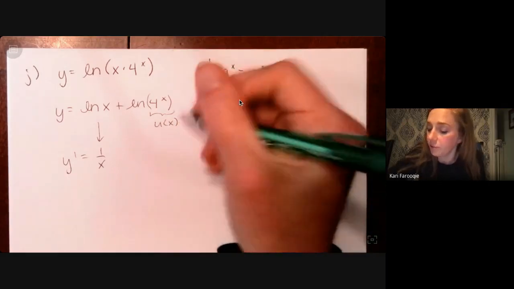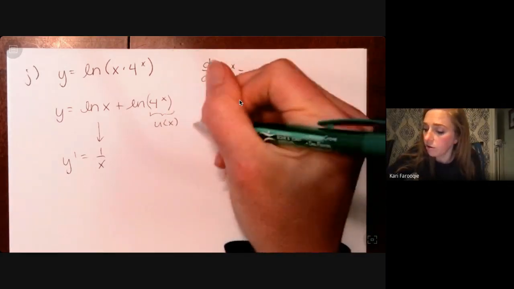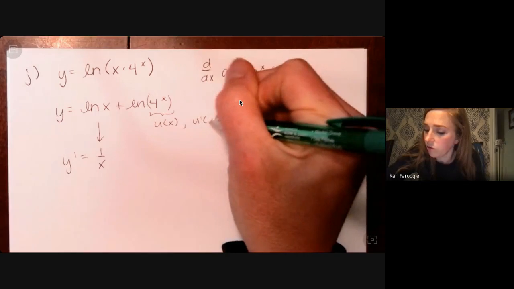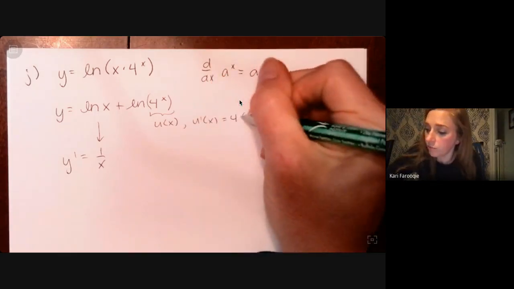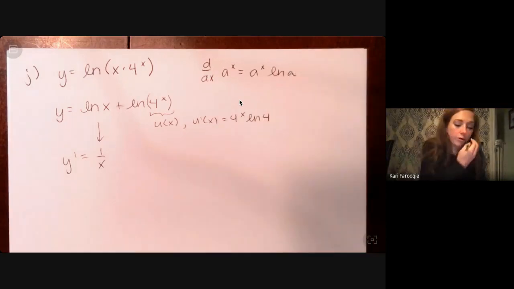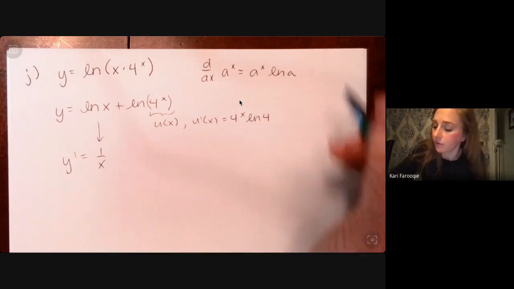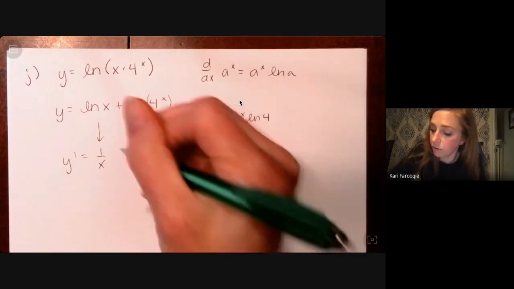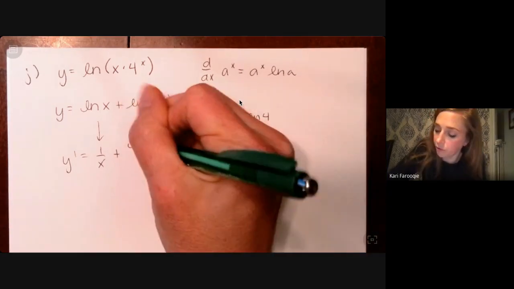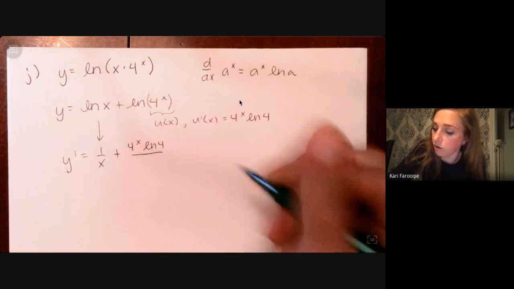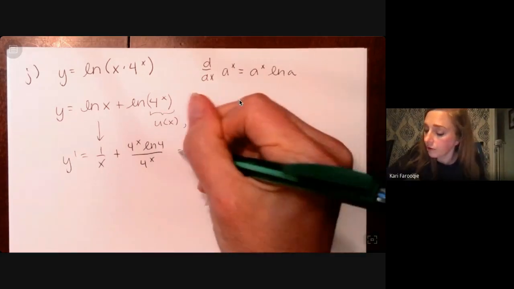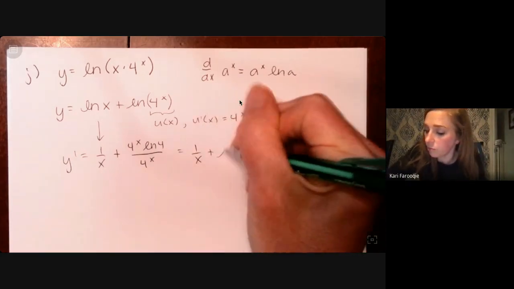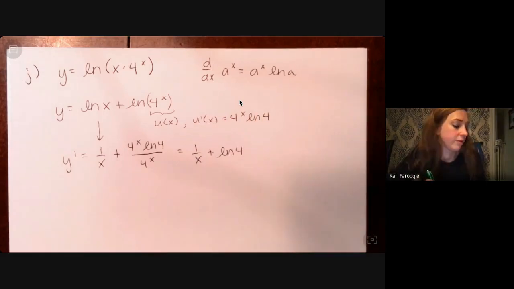No big deal. So if u is 4 to the x, then we would say that u prime of x, using this formula, is 4 to the x times the natural log of 4. So u prime over u is 4 to the x ln 4 divided by 4 to the x. And then those 4 to the x's are going to cancel out. And you'll just be left with 1 over x plus ln 4.